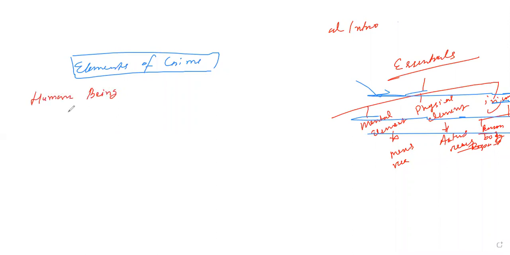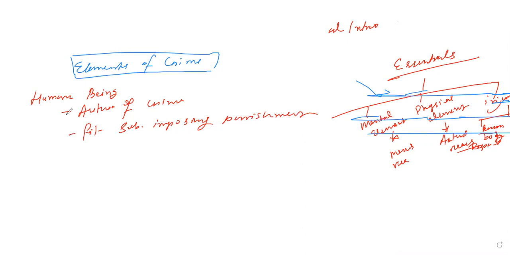The first thing about a human being is that he is the author of crime, and a fit subject for imposing punishment. So he is both the author of crime and also a fit subject for imposing punishment. Now in previous times, what used to happen, there are two things: animals and inanimate objects.